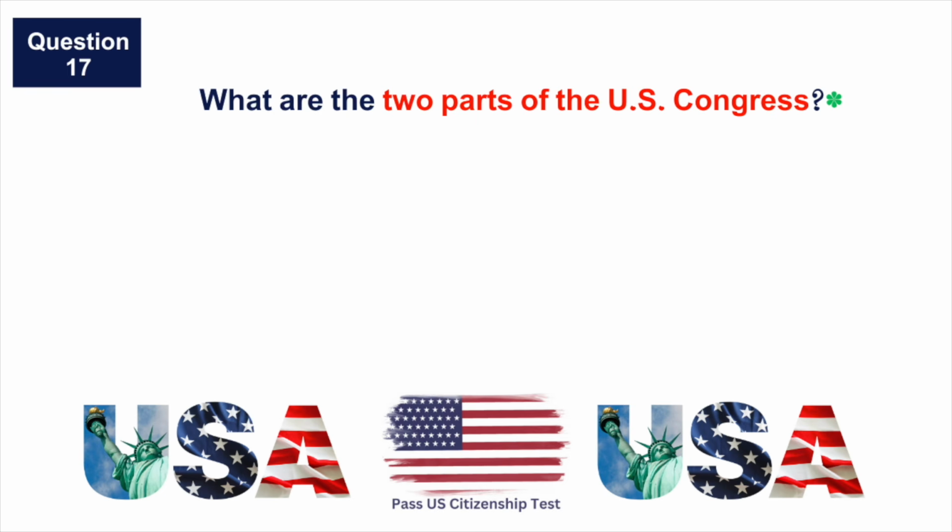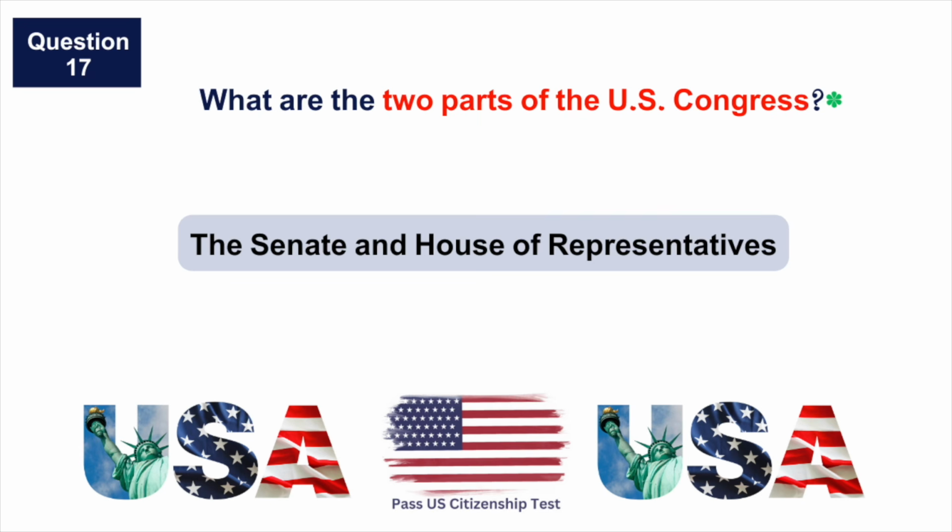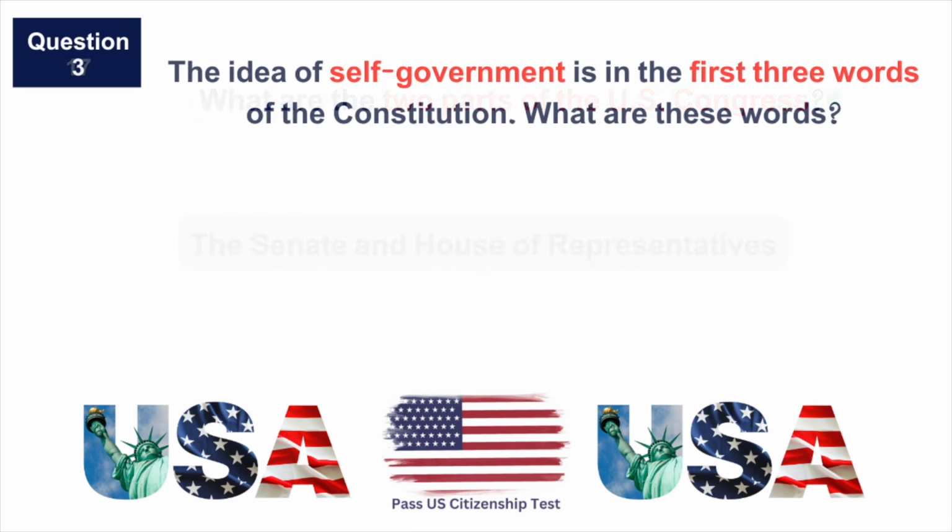What are the 2 parts of the U.S. Congress? The Senate and House of Representatives. The idea of self-government is in the first 3 words of the Constitution. What are these words? We the people.